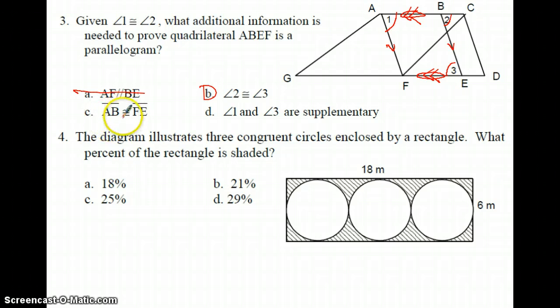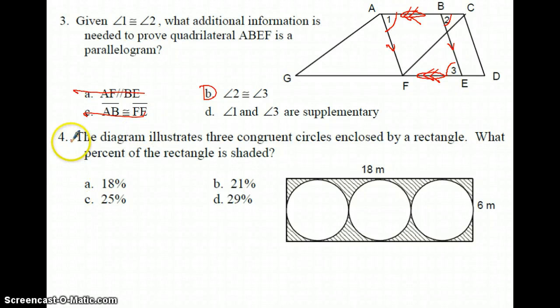Oh, no. It's about congruent. If they're congruent and the other sides are parallel, that's not enough to show it's a parallelogram. It could still be an isosceles trapezoid at that point. 1 and 3 are supplementary. That's not helpful. 1 and 3 being supplementary doesn't really tell me anything at all, other than 3 and 2 are supplementary, and I really kind of don't want that. I want 3 and 2 to be congruent.